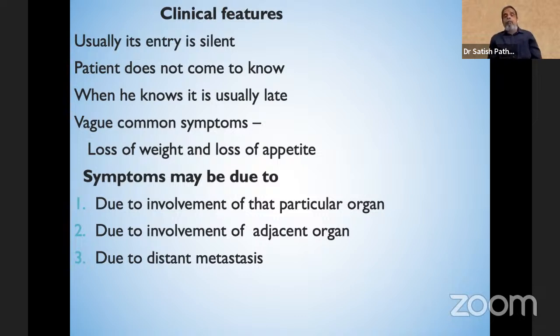Now, what are the symptoms? They are very common symptoms. Common symptoms like loss of weight and loss of appetite. Why? We have seen that tumor cells, what they do? They take the nutrition from the parent body, but do not do any function. That is why patient becomes thin and lean and cachectic. Now, then symptoms may be due to involvement of particular organ, involvement of the adjacent organ, and involvement of the distant organ.